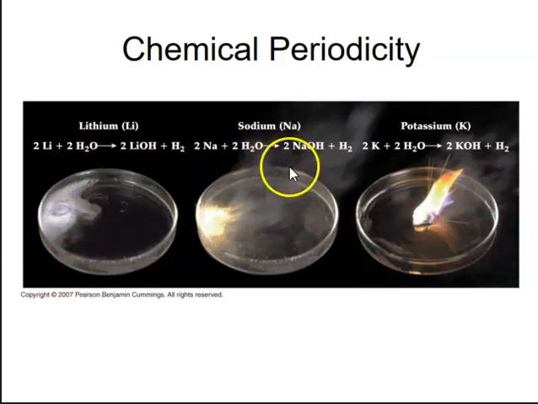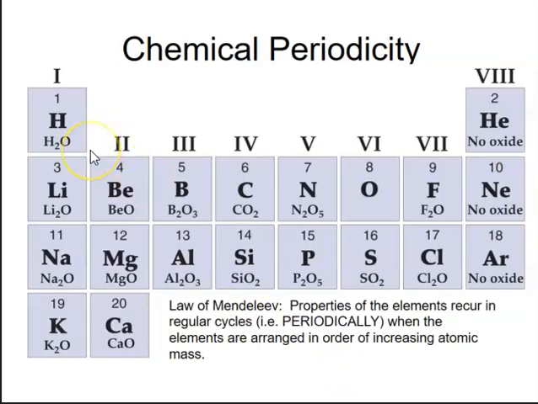I can do the same thing with sodium. Sodium also reacts with water, produces a bunch of hydrogen gas, and it would also turn pink if that indicator was in there. Potassium, same thing. Fire, flames, a little more reactivity on here, but it's also producing hydrogen gas, and it would turn the solution pink when it's all done. So this pattern repeats. And the reason the periodic table is called the periodic table is because the physical and chemical properties repeat periodically.